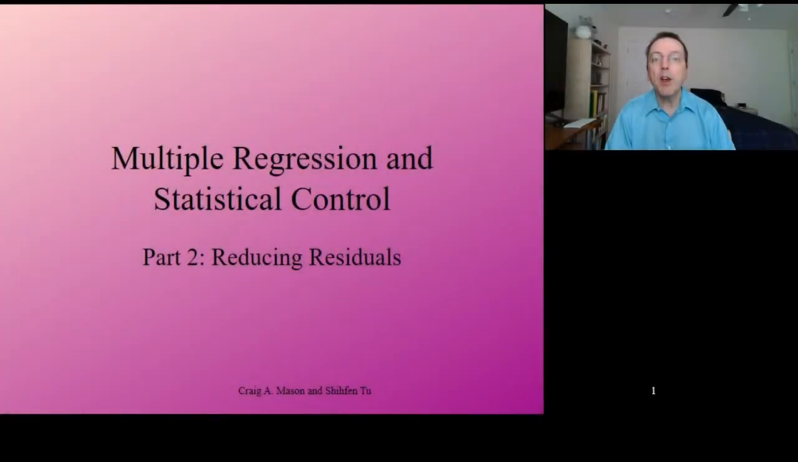In our previous video, we discussed conceptualizing statistical control as mathematically holding constant or removing the effect of other variables. In this video, we'll examine one way of thinking about how multiple regression accomplishes this by looking at residuals in our regression model. To do that, let's start by revisiting our example in which we predicted grades based on school quality and study hours.